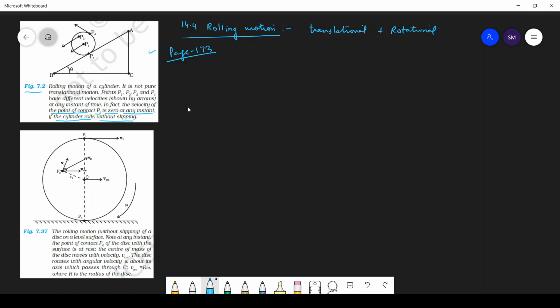For specificness, we shall begin with the case of a disc, but the result will apply to any rolling body on a level surface. So we are taking this case of disc, which is figure 7.37, and then we'll do one example where the same case will be applied to other bodies also. But here the important thing is that we are assuming that this disc is moving without slipping.